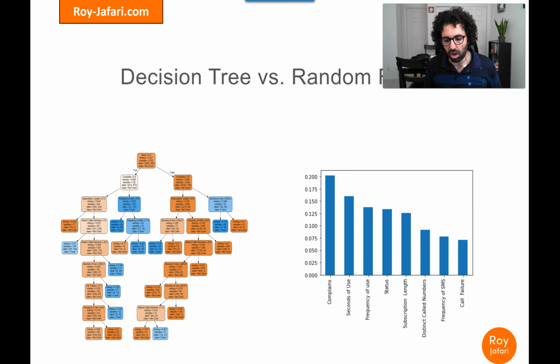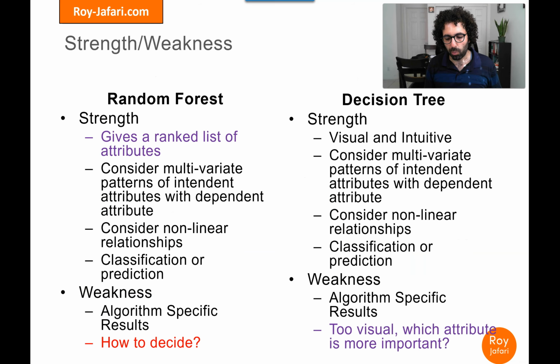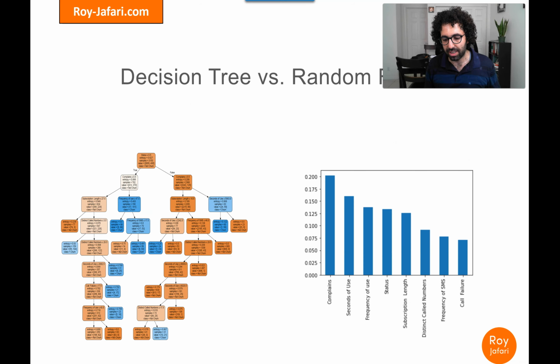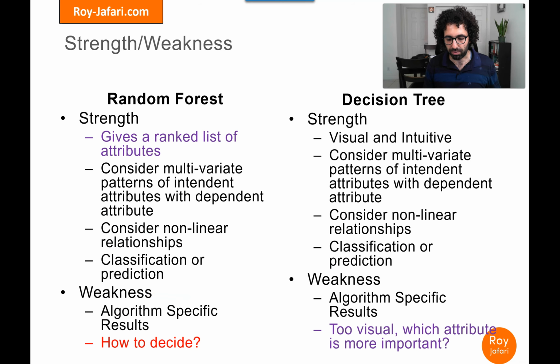It doesn't have the weakness of the decision tree that it was really hard for us to decide which one of the independent attributes was more important. So random forest doesn't have that issue. So this is the random forest.